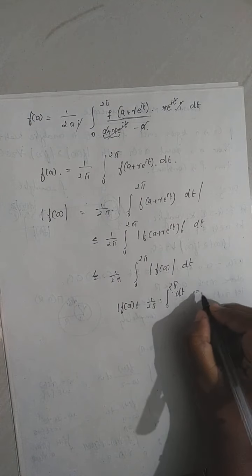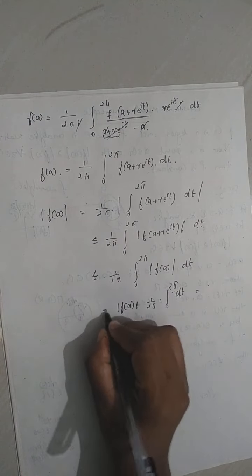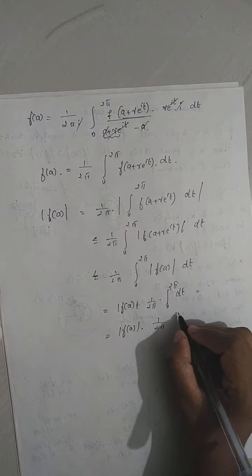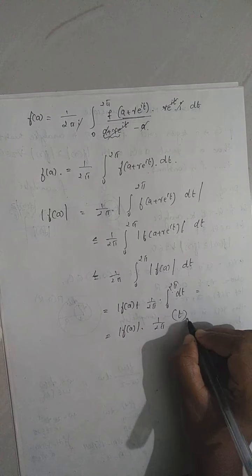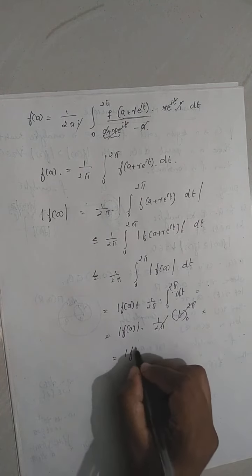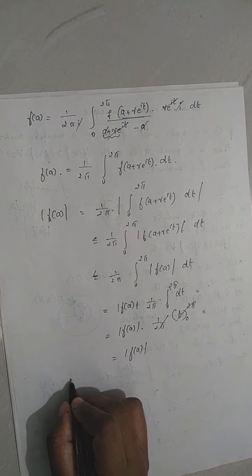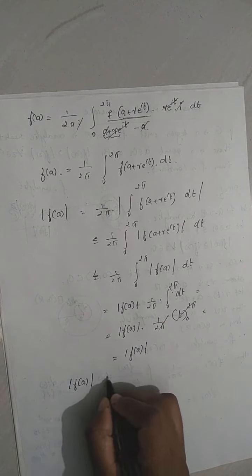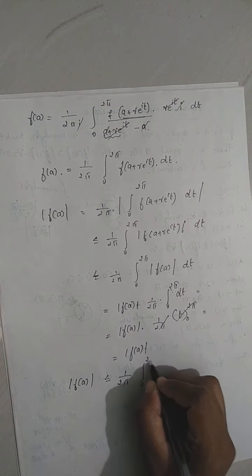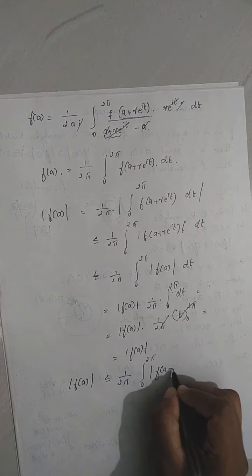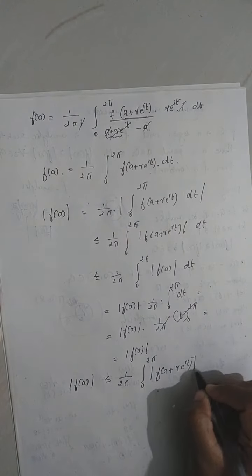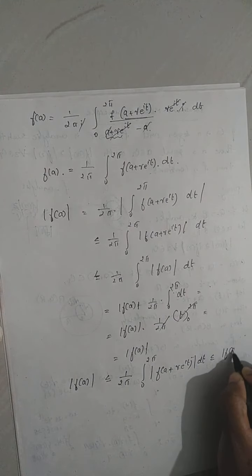So which is equal to mod f of a times 1 by 2 pi, and the integral of dt is t from 0 to 2 pi. So this thing will be cancelled, and you get mod f of a again. So now you get mod f of a is less than or equal to 1 by 2 pi into integral 0 to 2 pi of modulus of f of a plus r e raised to it. This term is less than or equal to again mod f of a.